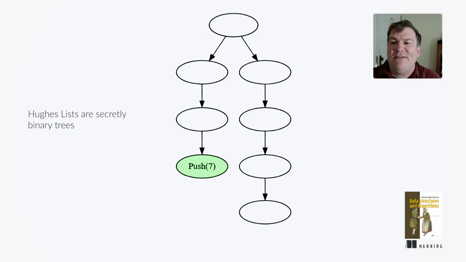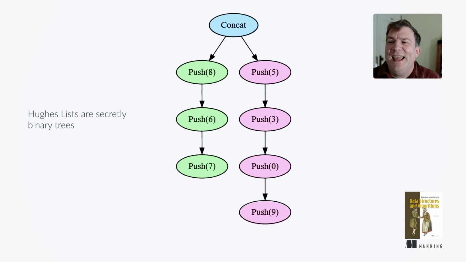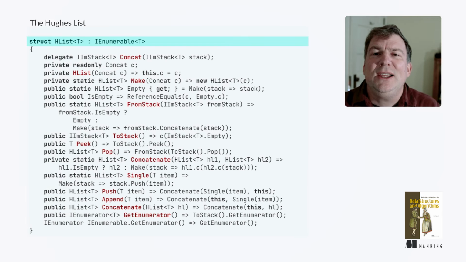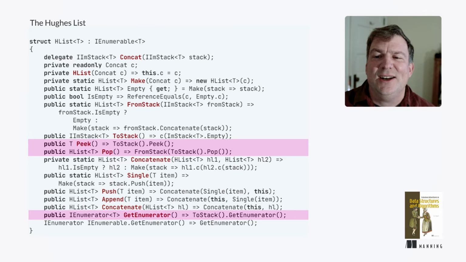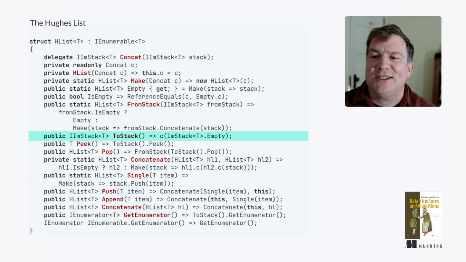If we push 7, 6, 8 onto one Hughes list and 9, 0, 3, 5 onto another, and then we concatenate those two Hughes lists together, the data structure in the closure behind the scenes would look something like this. It looks like a binary tree, and now it's clear where the data is. The Hughes list is really good because it's a fast way to build up one large list out of many smaller lists by concatenating items together onto either end or concatenating sublists together, as long as you don't need to read the items out of any list until you're done building the big list.